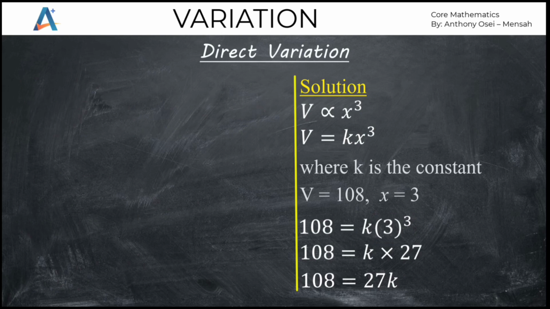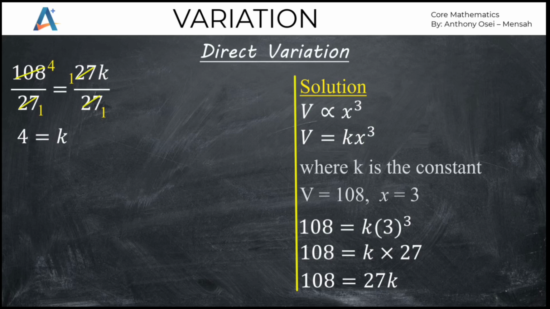Then we divide both sides by 27. So 108 is equal to 27k. Divide here by 27. Divide here by 27. So 27 will cancel 27 on one side, and 108 divided by 27 is 4. So we have 4 is equal to k. So therefore the value of k is 4. So the constant is 4.